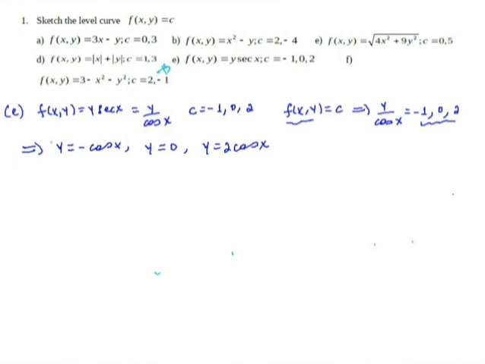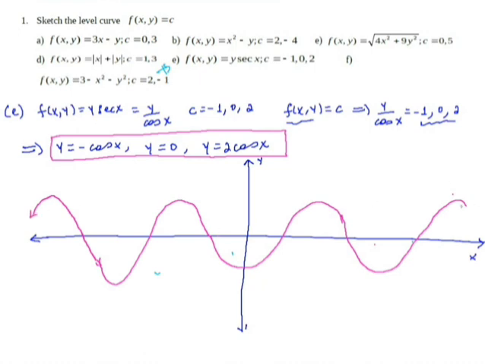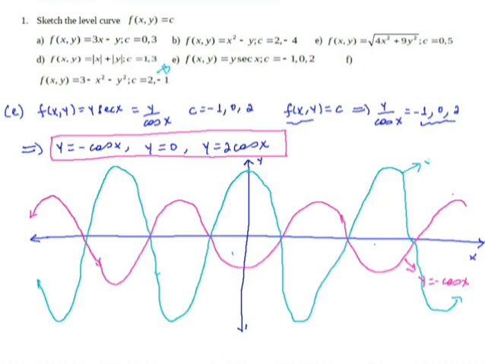So let's roughly see what the graphs of these three functions look like. Here, what is written in red is the graph of y is equal to minus cos x, and this one is the graph of y is equal to 2 times cos x. y is equal to 0 means the x axis, and you can color the x axis with a color like this. So these are the curves for the given function that we have here.